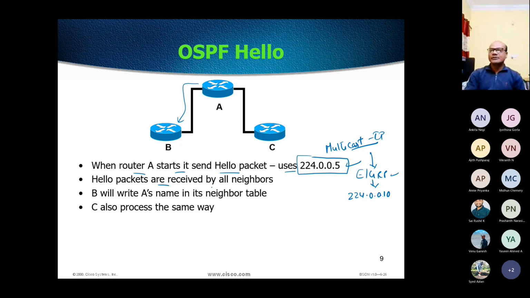The hello packet is received by all the neighbors. So B will write A's name into its neighbor table: I have A, which is my neighbor. C also processes it the same way and puts A in its table: A is my neighbor. This is how they form the adjacency, the neighborship. Without forming the neighborship, there is no communication.